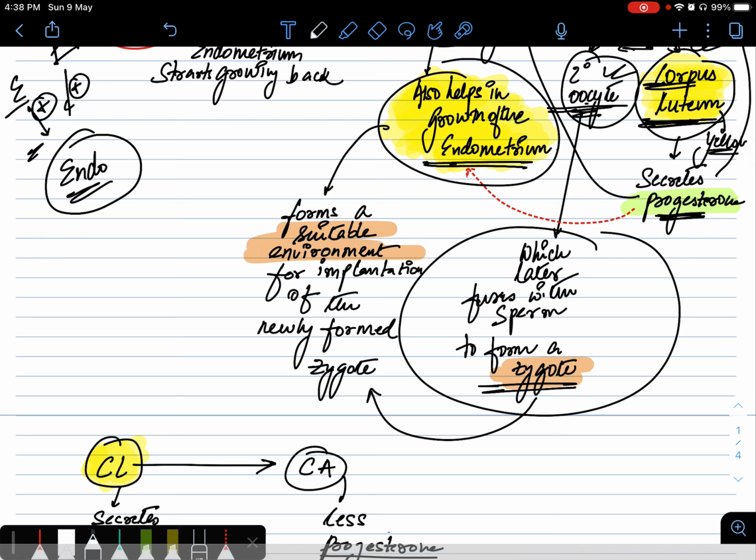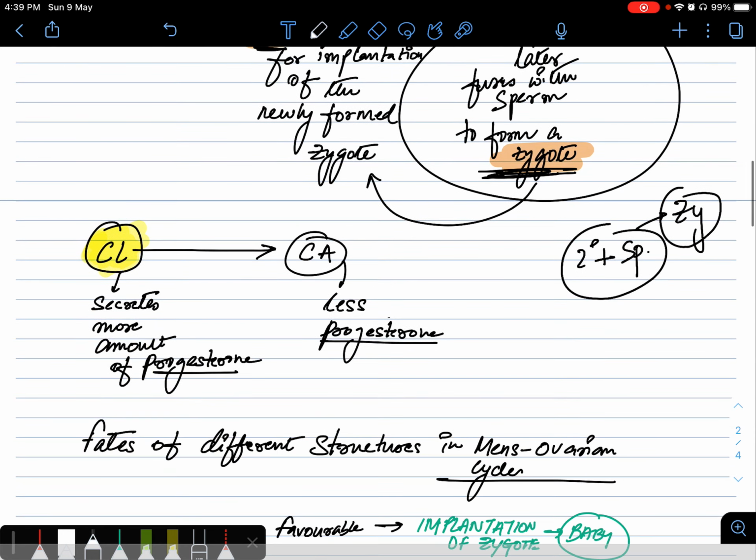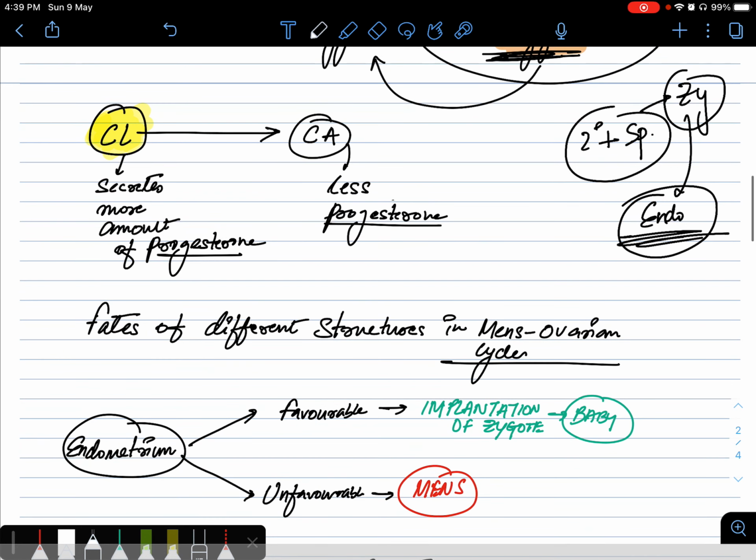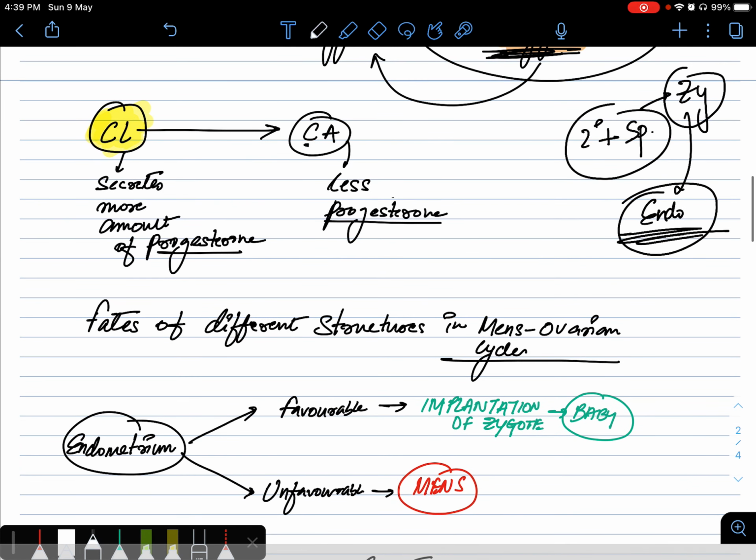Now the endometrium will grow and it'll have a suitable environment for implantation of the newly formed zygote. So when the secondary oocyte fuses with the sperm, it will help in formation of a zygote. Now the zygote will go and implant in the suitable environment, that is the endometrium. All right, this much.